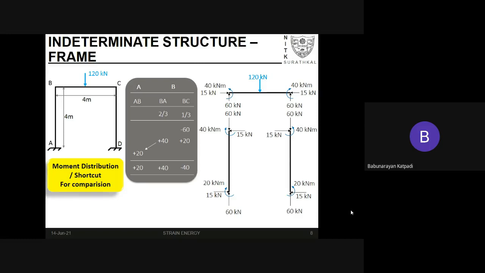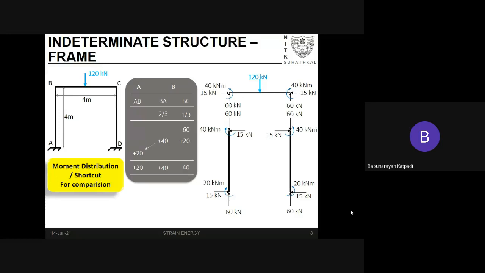You do the distribution at B. You have an unbalanced moment of minus 60, 1/3 of that goes to BC, 2/3 of that goes to BA, and from BA you carry over half to AB. So that finishes the moment distribution. So you get the end moments in the member. For end AB, you have a clockwise moment of 20. For end BA, again, you have a clockwise moment of 40. So for the end of the beam BC at B it will be anti-clockwise, minus 40. These values have all been listed.